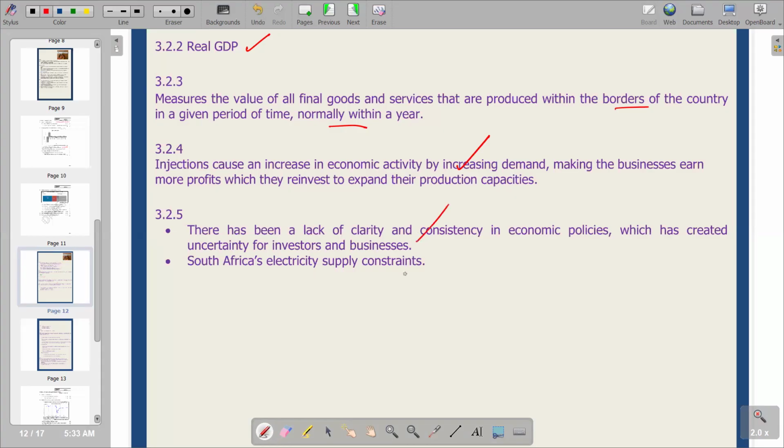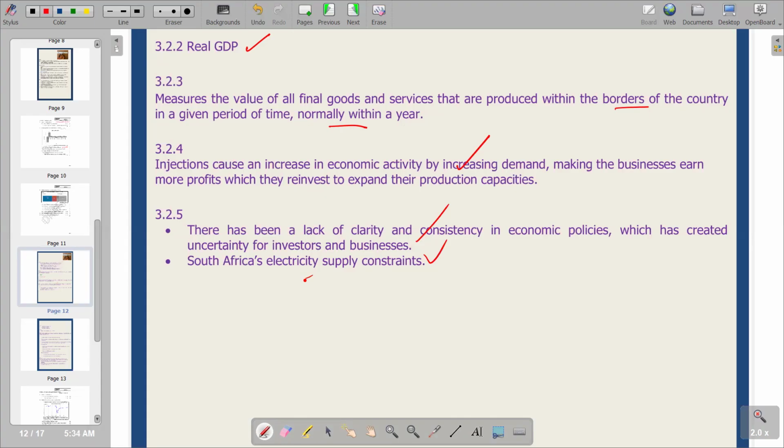The second point is South Africa's electricity supply constraints. Remember, if the power generation is affected, it's also going to affect production capacities and production, in terms of the issue of electricity. Remember, all the industries use electricity as their source of power.